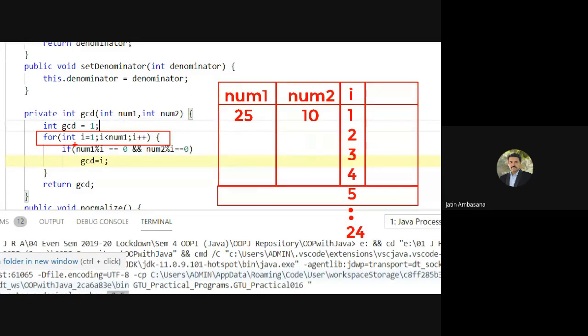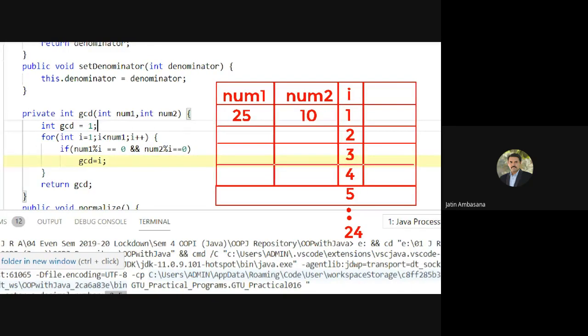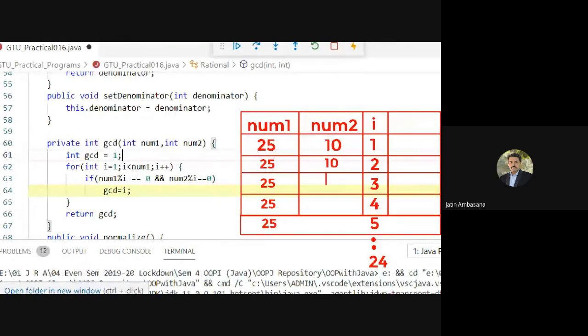Okay, and in each loop iteration, it checks whether num1 is divisible by I and num2 is also divisible by I or not. So let's check this out. You can see num1 and num2 are same only. Num1 is 25. Here also it is 25. Here also it is 25. And here also it is 25. These two numbers, original numbers, are not disturbed at all.